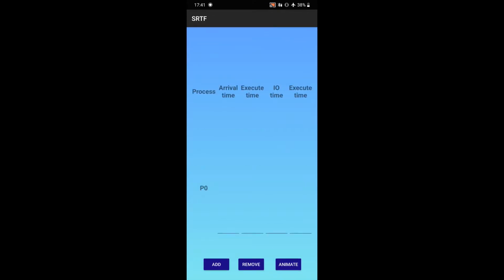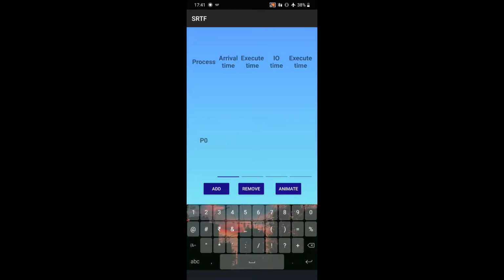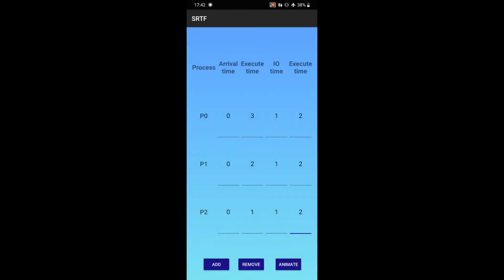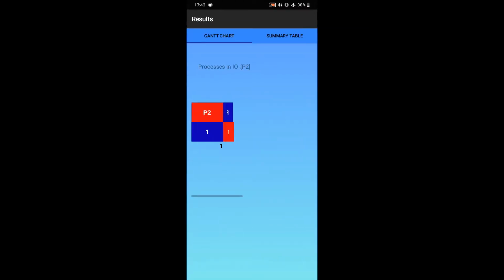Moving over to SRTF. Here P2 is the shortest. P2 would come first due to it having the shortest remaining time, then P1, but after that, due to IO, P2 comes again.